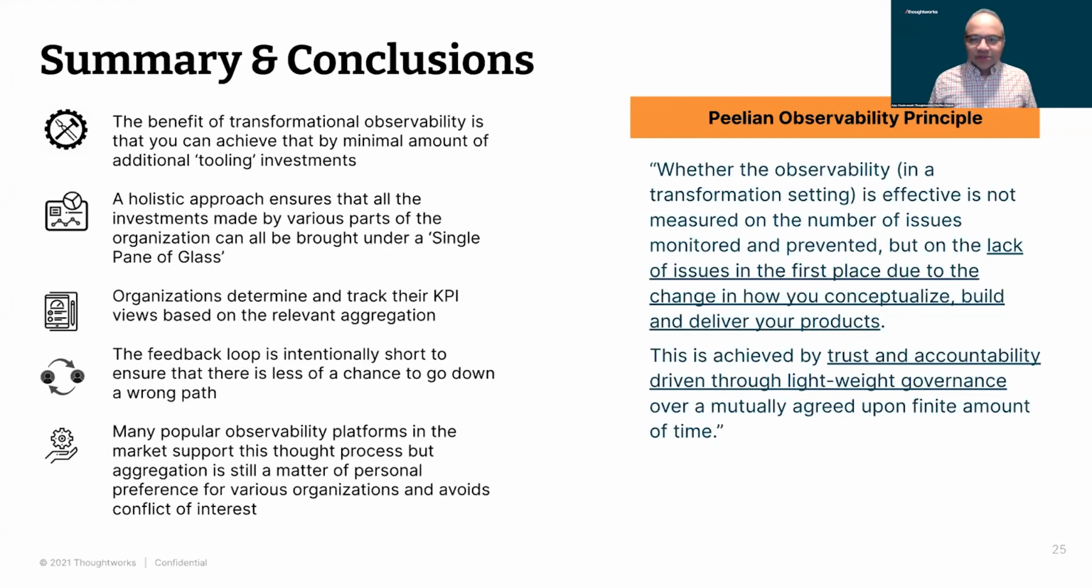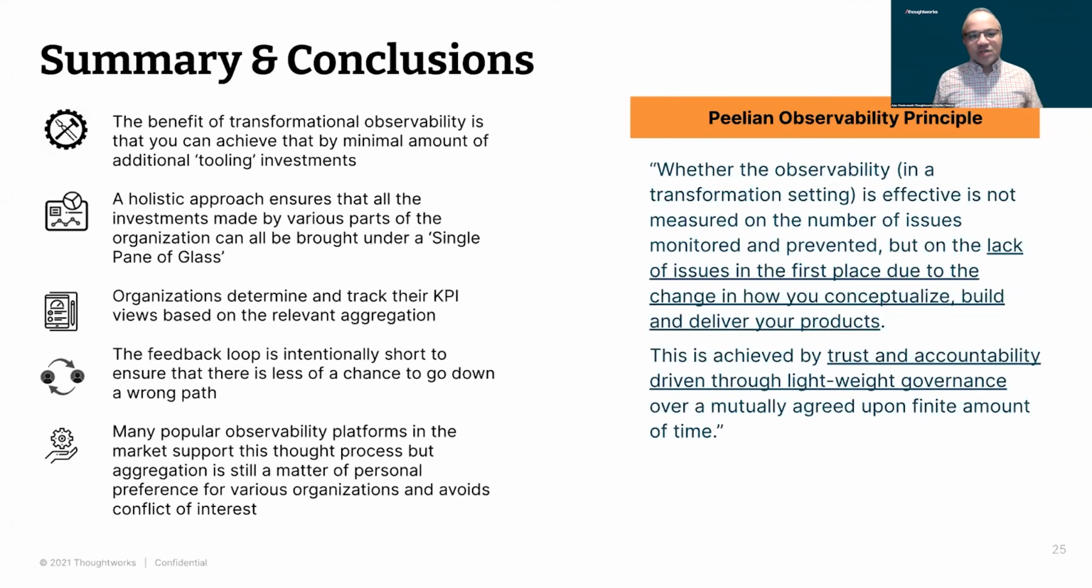So just as a parting thought, for those of you who are familiar with Robert Peel, I'm sure this will resonate with you. So we coined this Peelian observability principle. The idea here is that whether these kinds of observability platforms that help with transformation are successful or not depends purely on ensuring that there is a lack of issues in the first place, as opposed to finding all these issues and self-healing all the time.